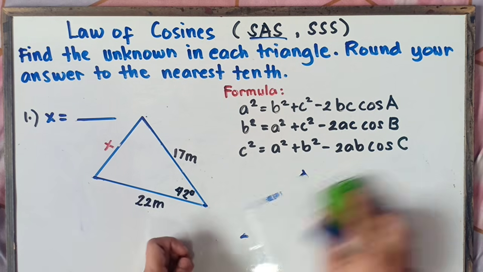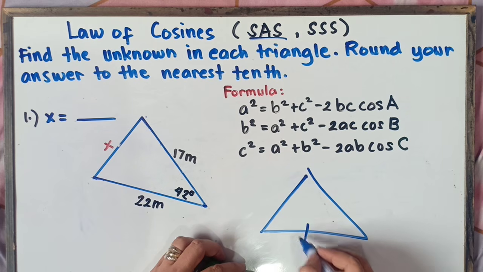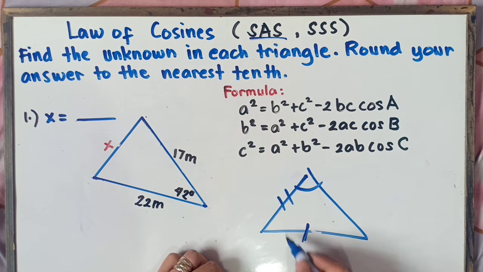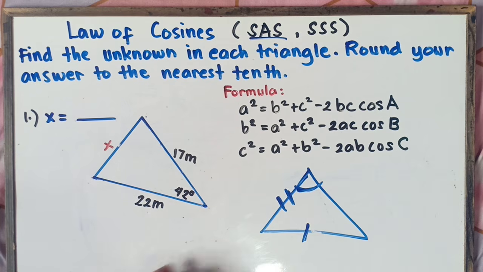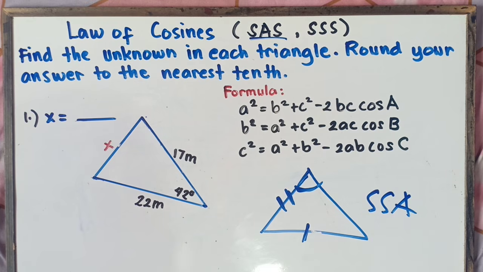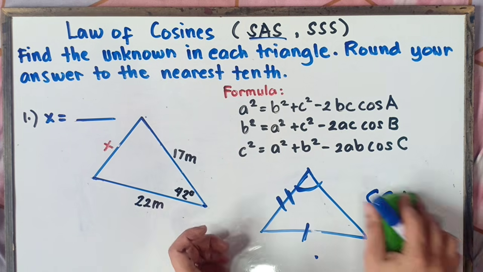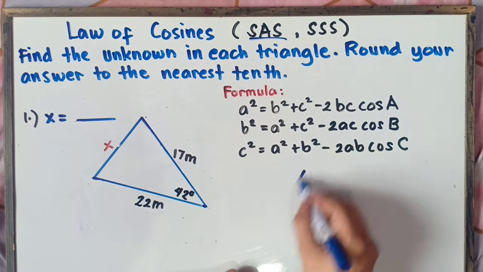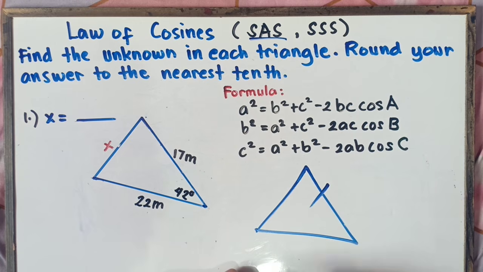Let's have another example. How about this one, class? Can I call this one SAS? You are given a side, another side, and then the angle. Can we call that SAS? Nope. It should be SSA: side, side, and then angle. So therefore, this is SSA. We cannot solve this using the law of cosines. You need to solve it first using the law of sines, and afterwards using the law of cosines. So once again, for the law of cosines, it should be SAS. Another example of SAS: we are given this side, angle, and then this side. The angle must be in between the 2 sides.